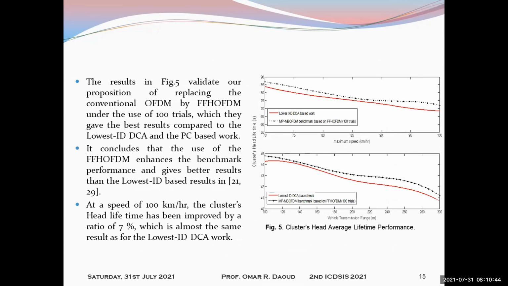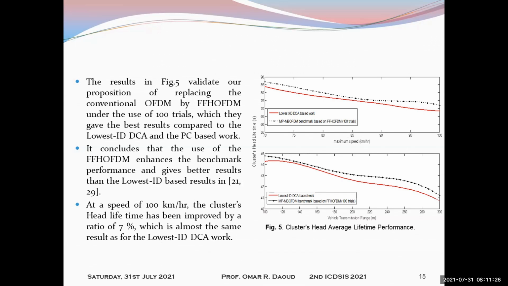The other results have been drawn to check the overhead and the cluster head lifetime with respect to both the maximum speed and the vehicle transmission communication range. The results in figure 5 validate our proposition for replacing the conventional OFDM by fast frequency hopping OFDM, using 100 trials. They gave the best results compared with one of the main clustering techniques that has the best performance in the literature, called the lowest ID DCA work.